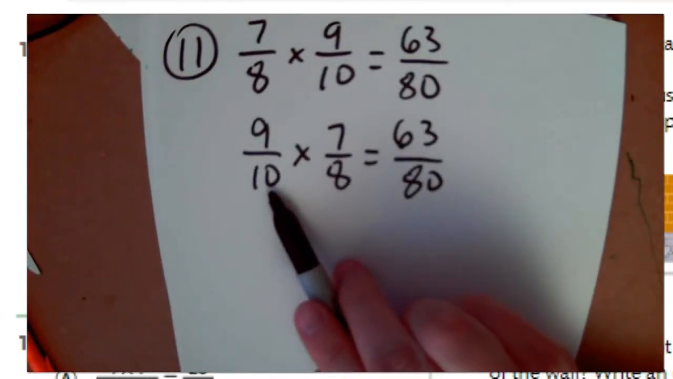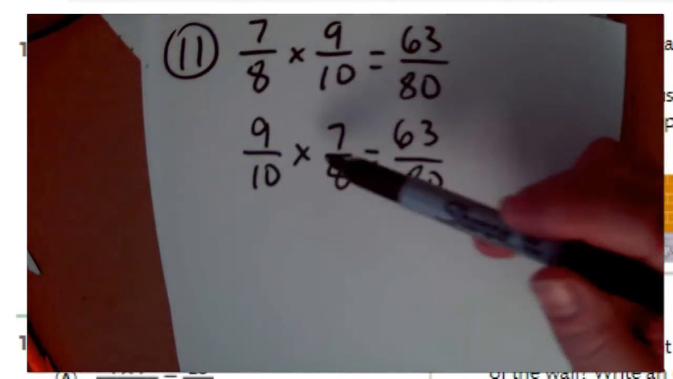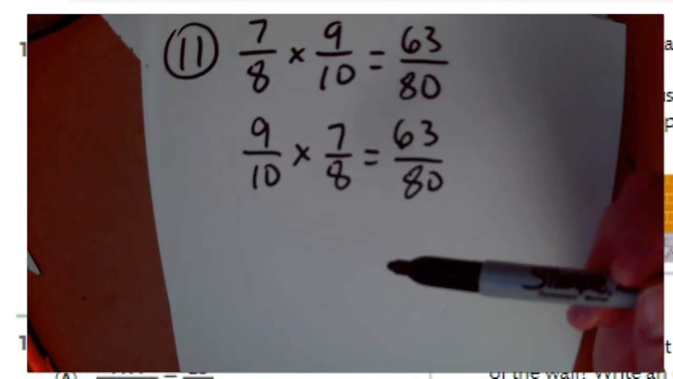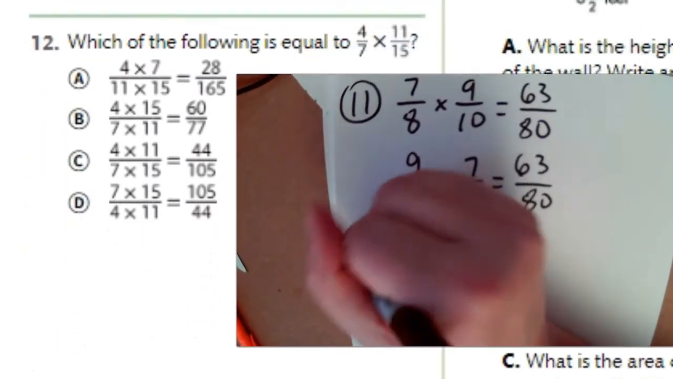Look, all I did is I used the commutative property. I switched them around, right? That was super, super easy. So try not to make it more difficult than it has to be. Just come up with another product by switching them around. Easy. Let's move on to number 12.